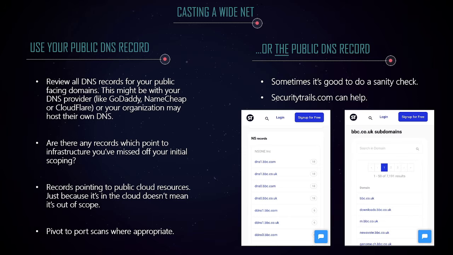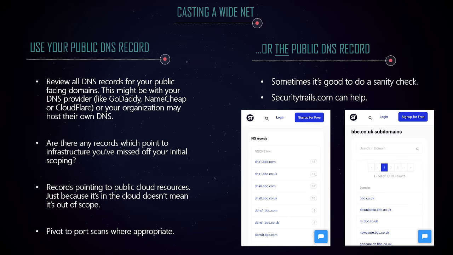If you find resources that were missed, determine whether you share the resources with other organizations. Provided the IP addresses are dedicated to you, it's worth running a port scan to see if there are any other services hidden away on the same infrastructure.